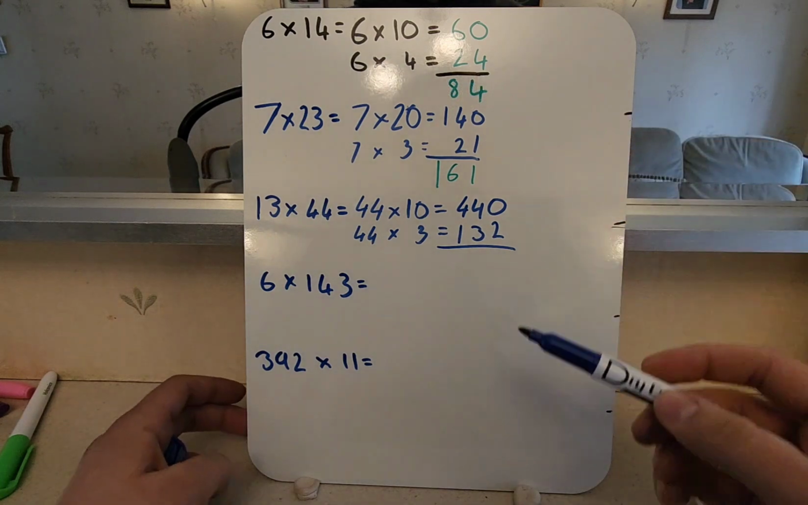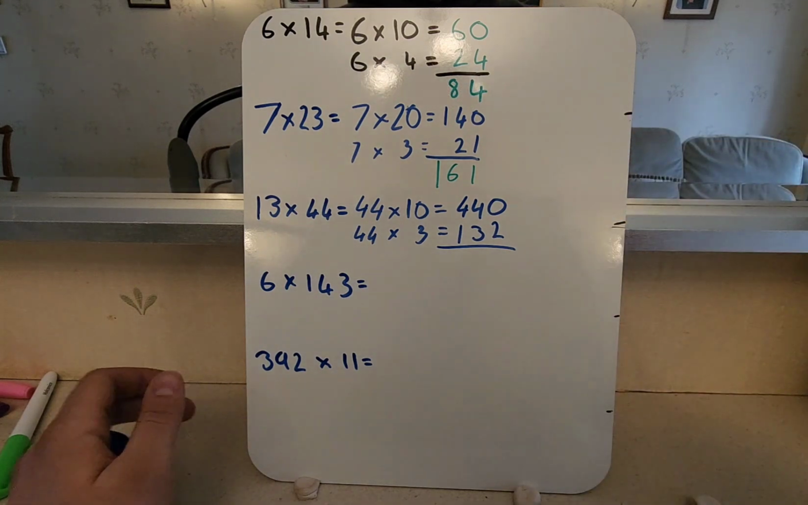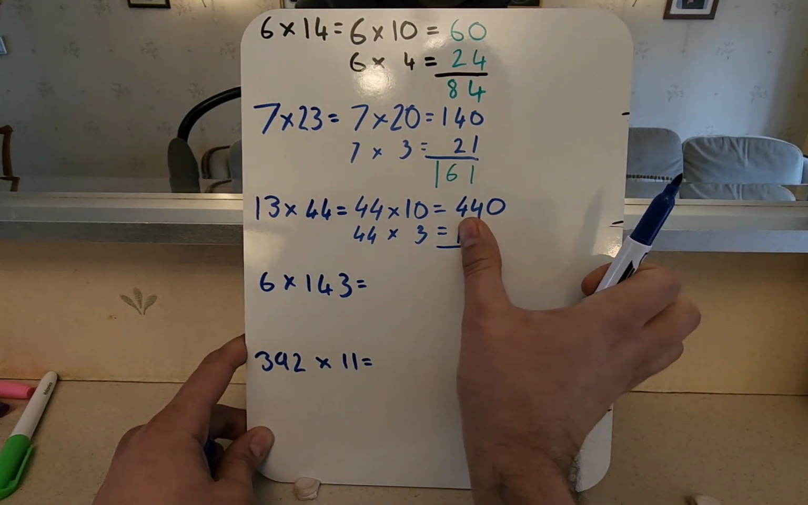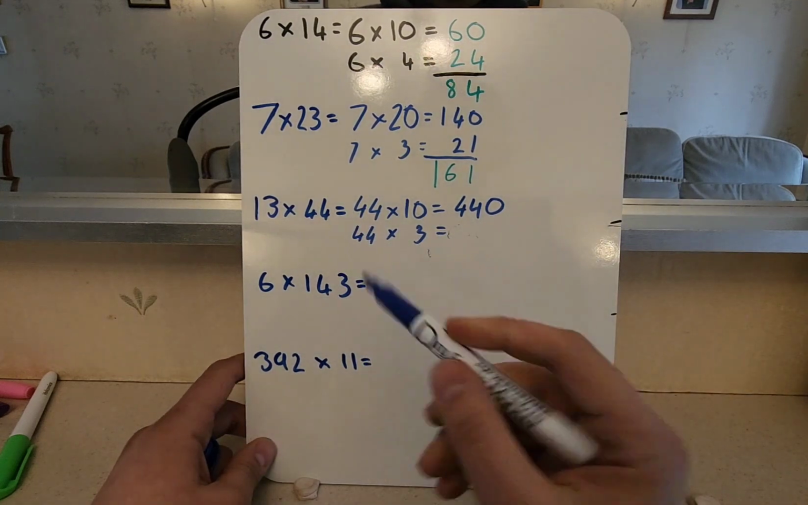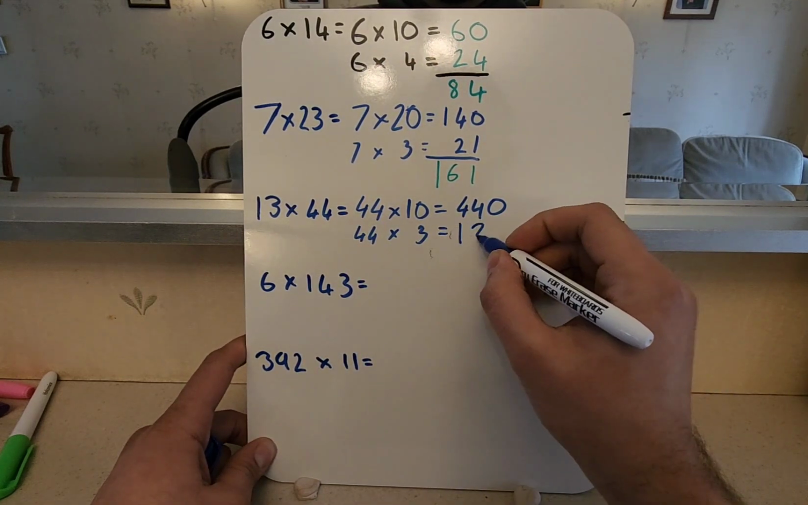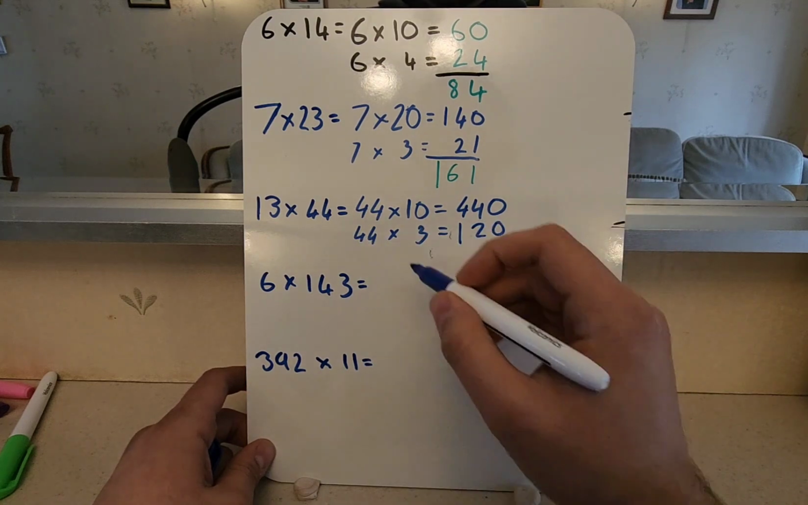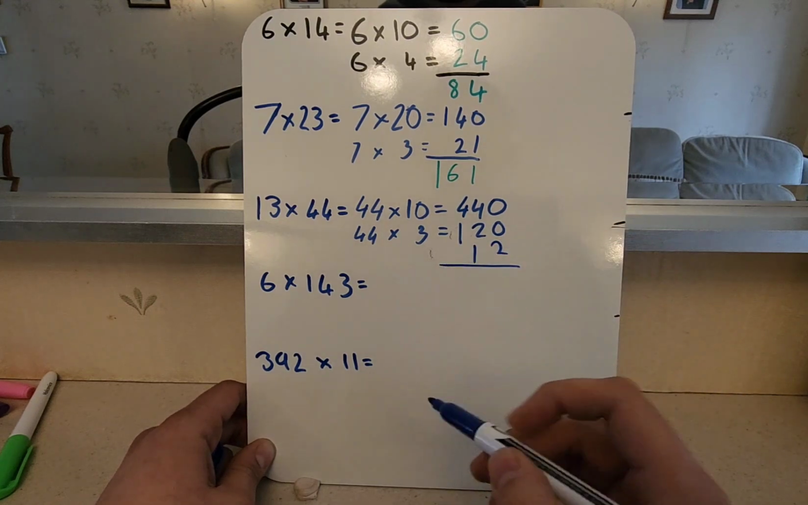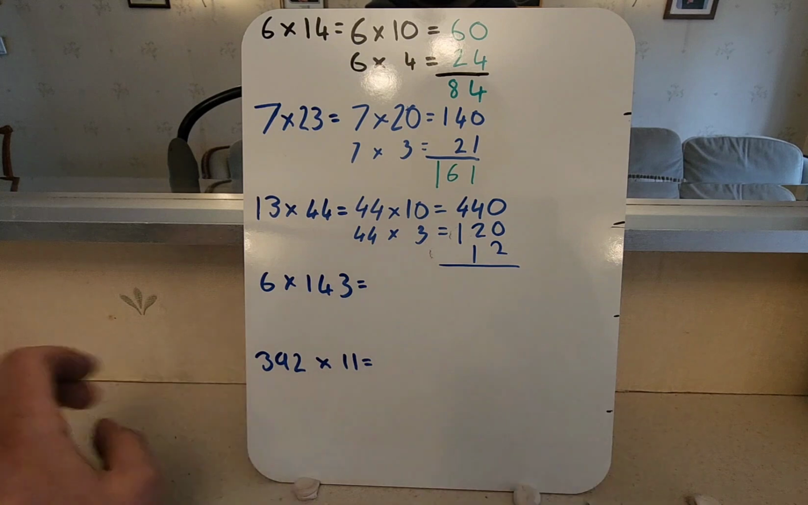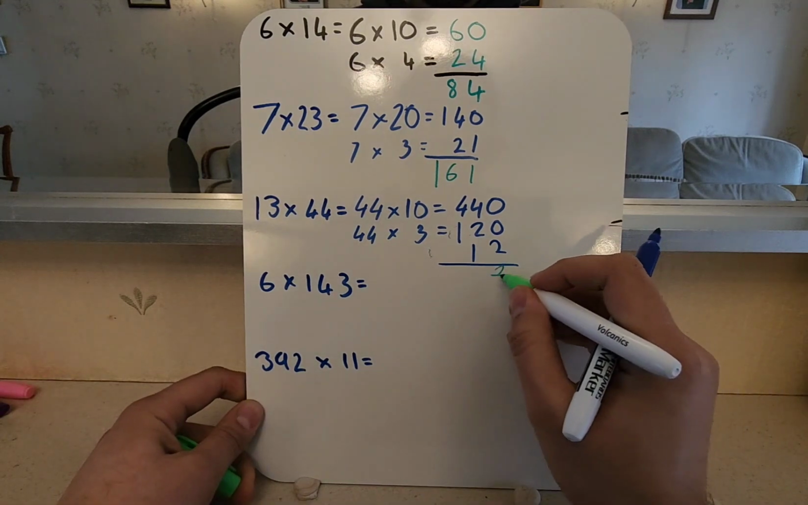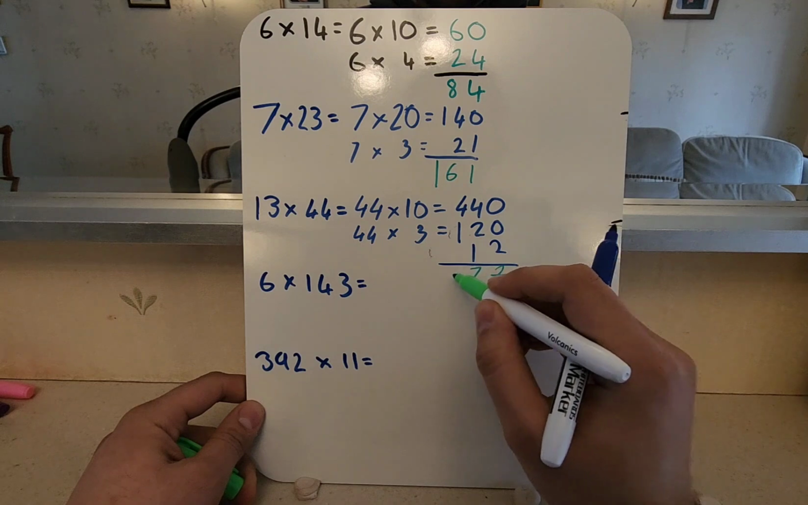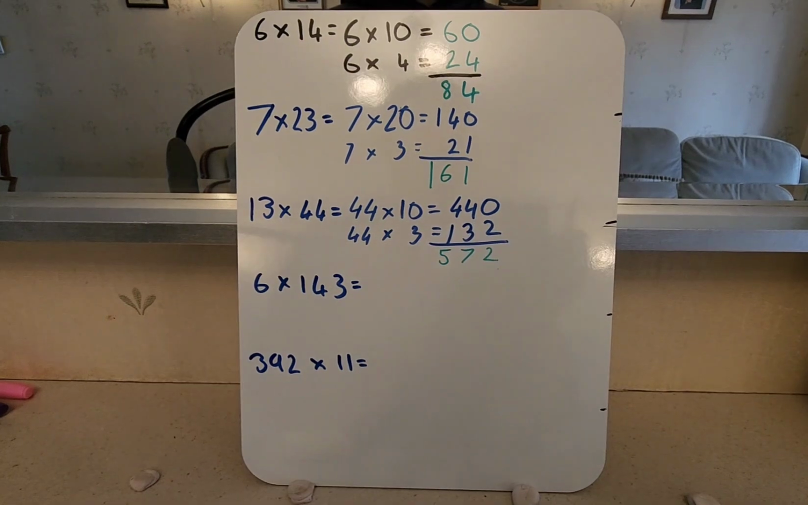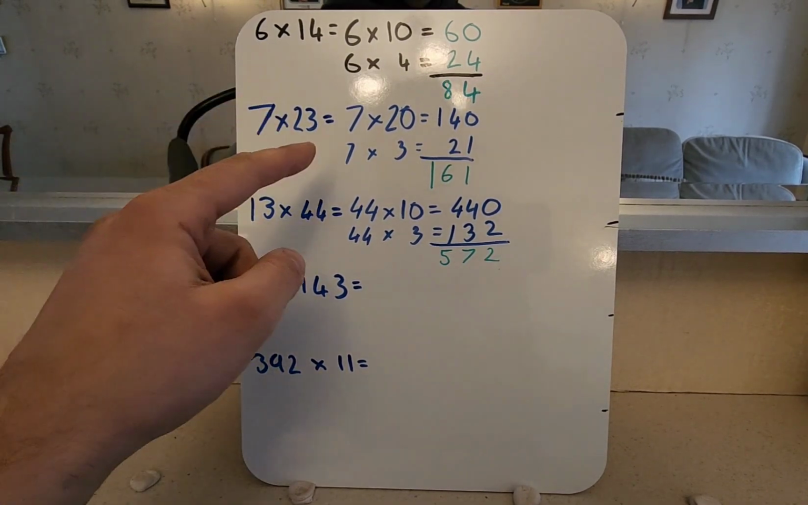Here, I can add all these together to get my answer. What you could have also done is, if you're not confident with this, you could have gone ahead and just done 3 times 40 equals 120, and 3 times 4 equals 12. And then tallied up like this. 2, 7, and 5. So 572. So far we've done 1 digit times 2 digits.